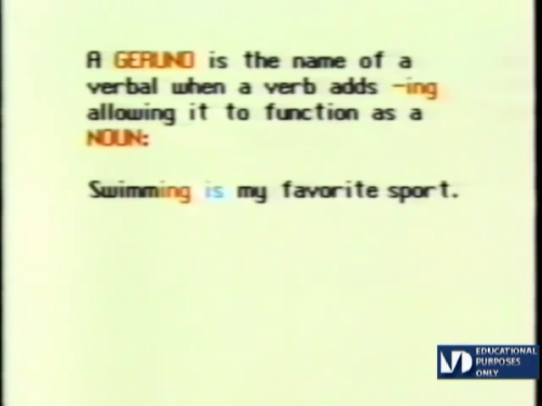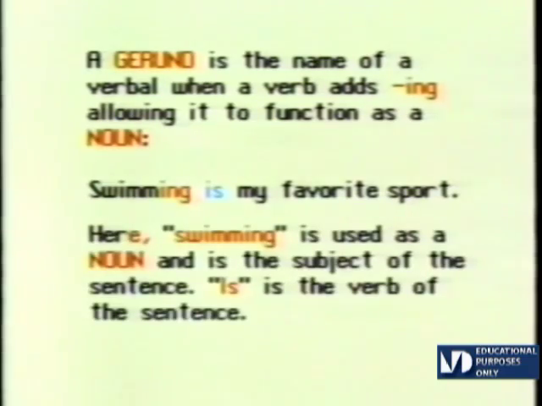A gerund is the name of a verbal when a verb adds ing, allowing it to function as a noun. Example: Swimming is my favorite sport. Here, swimming is used as a noun and is the subject of the sentence. Is is the verb of the sentence.